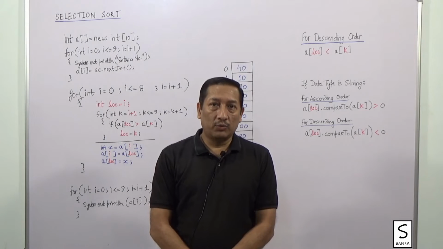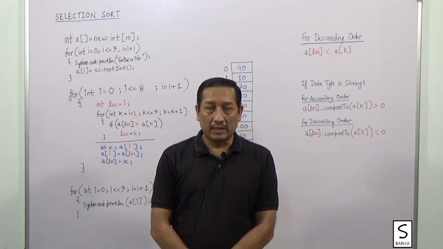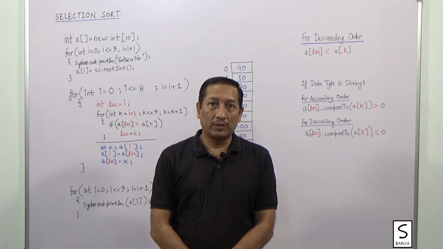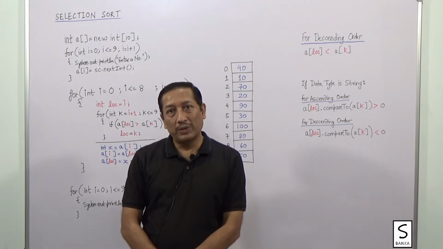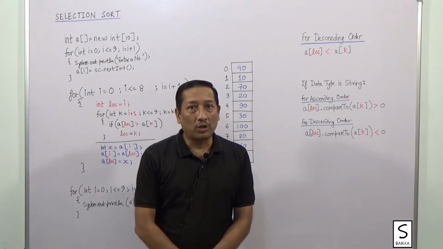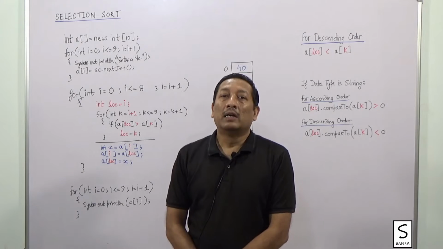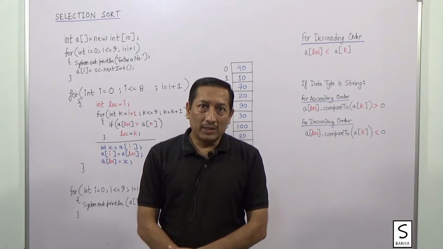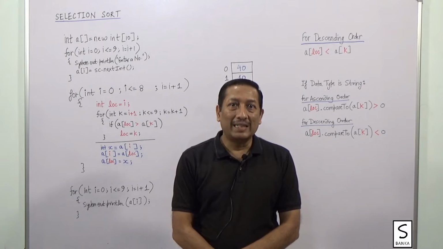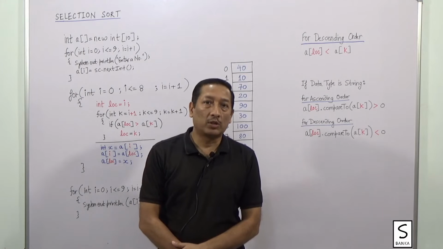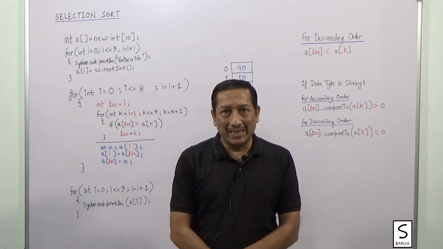In another video, we had already discussed the bubble sort method of sorting. In this video, we shall be discussing the selection sort method of sorting. First thing we need to know is that the selection sort method is better or faster than the bubble sort method, and because of a very simple reason.